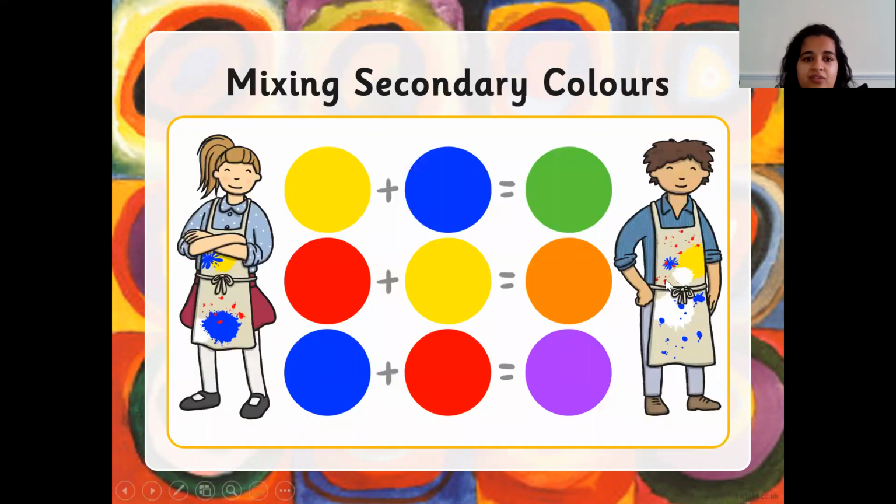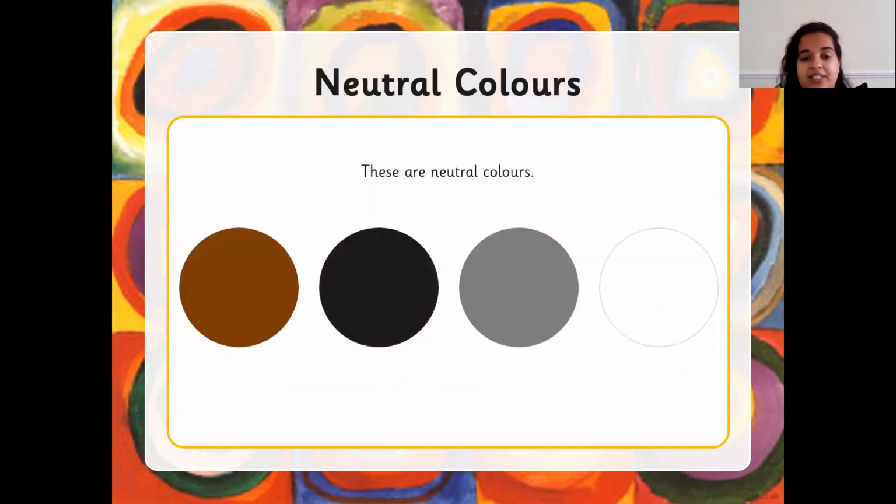So over here are your secondary colors. Your primary yellow and primary blue give you secondary green. Primary red and primary yellow give you secondary orange. And then primary blue and primary red give you secondary purple. So your primary colors are over here, you mix them together, you get secondary colors, and this is what you need in order to do your artwork today.